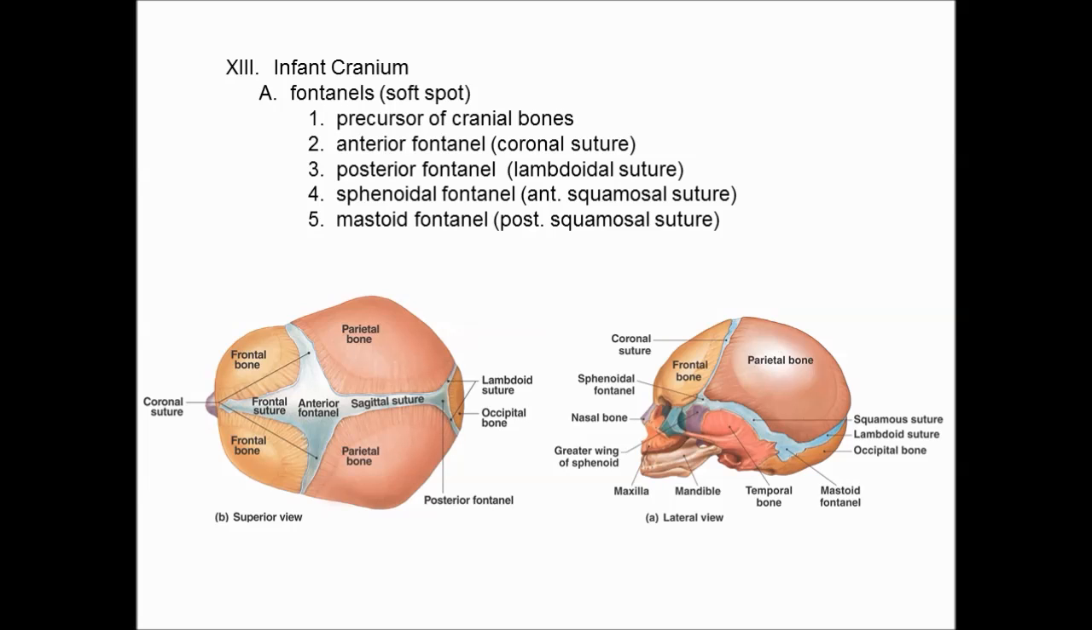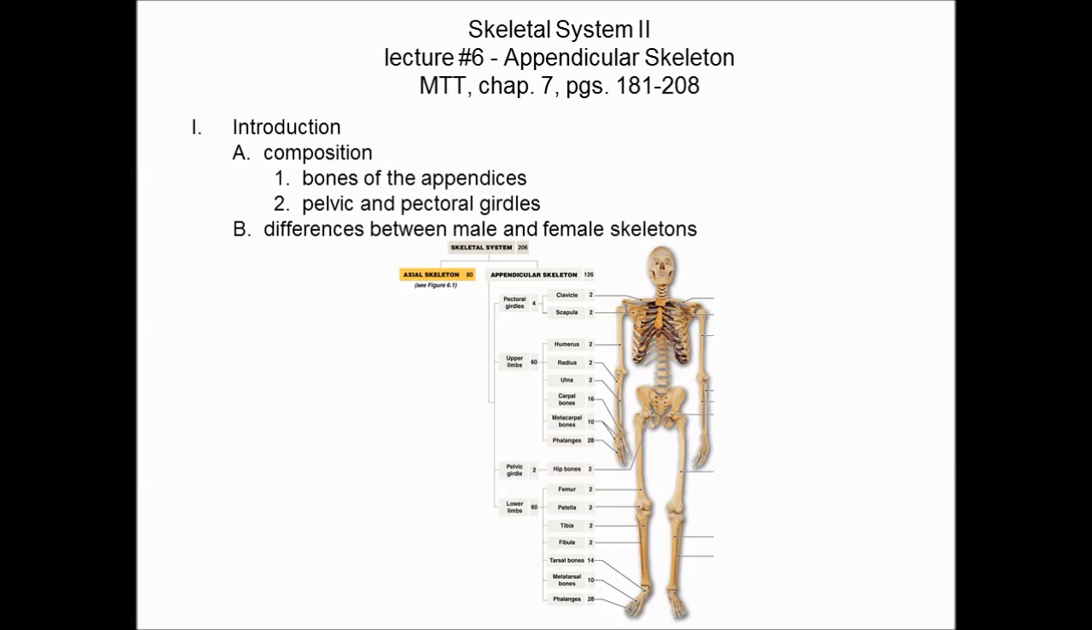The sphenoid fontanelle is the anterior part of the squamosal suture, and the posterior part's called the mastoid fontanelle. So we usually refer to 4 different of these soft spots of the infant as fontanelles. Okay, so that's all that's in that lecture.